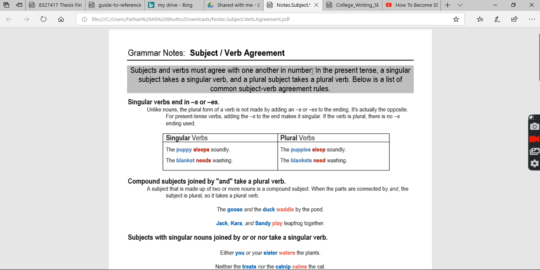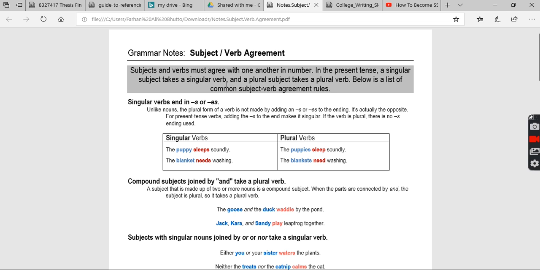I'll give you an example. For example, when I say I am a student, you are students, they are class fellows. So with I I have used am, with you I have used are, and with they I have used are. But if I say he is a student, with he I have used is. So your verb is changing according to the person. Let's get back to these notes.